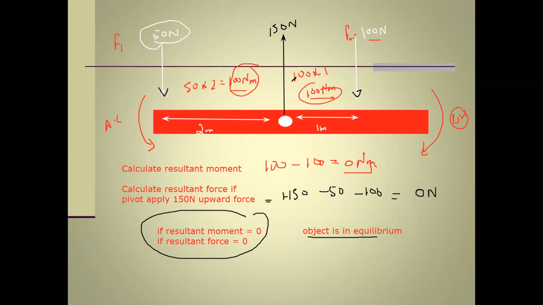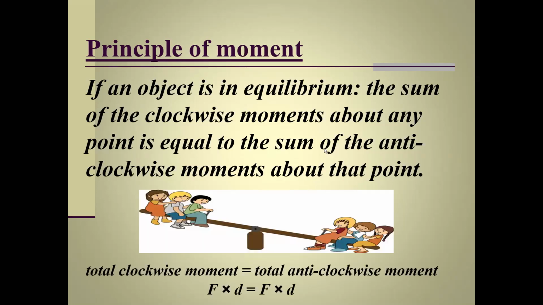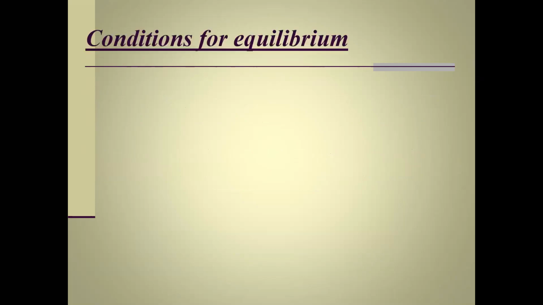So when there is no resultant force and no resultant moment, simply we say the object is in equilibrium. If there is a resultant force or resultant moment, then the object is not in equilibrium. So these are the two conditions for an object to be in equilibrium or balance. So the principle of equilibrium or balance: if an object is in equilibrium, the sum of clockwise moments about a point is always equal to the sum of anti-clockwise moments.